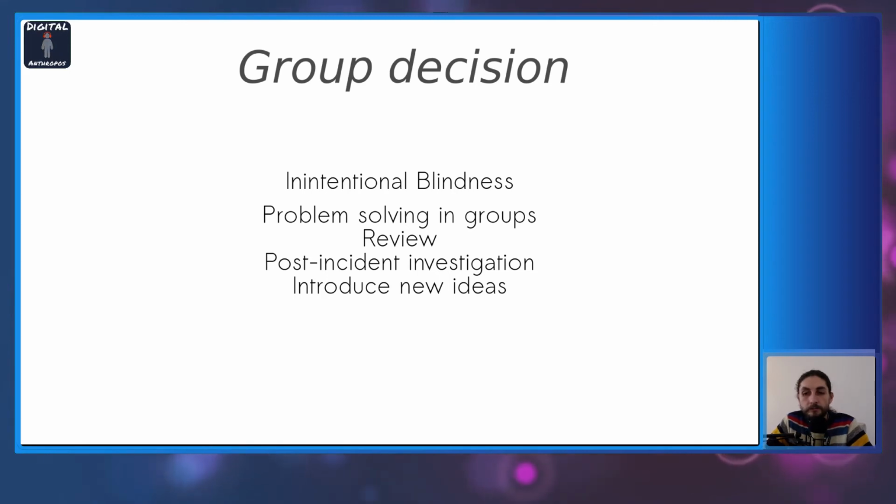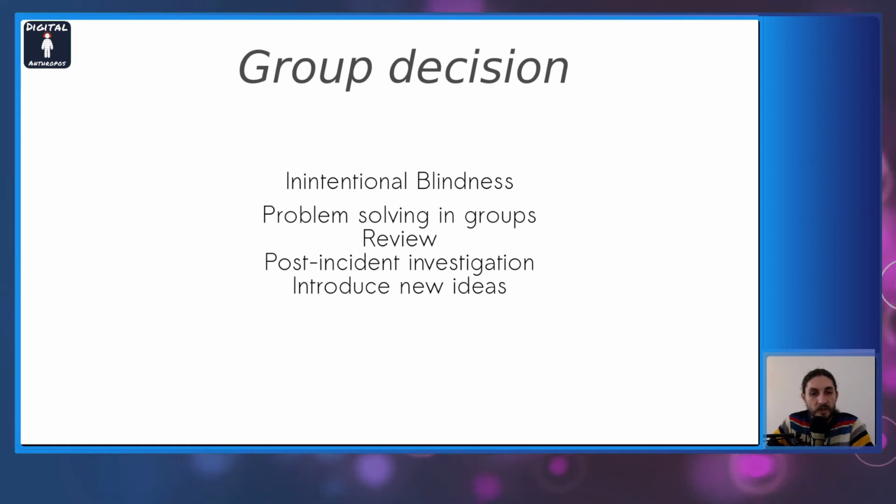We have retrospectives or post-incident investigations, post-mortems, sometimes people call them. If you have these, it means that you already act as a group, and you want as a group to take the power of everybody and the knowledge of everybody so that you solve this problem of unintentional blindness. So you use everybody's knowledge, everybody's brain as much as possible.